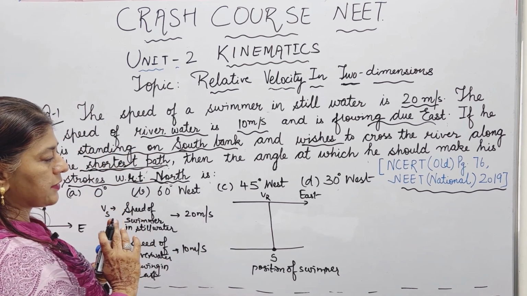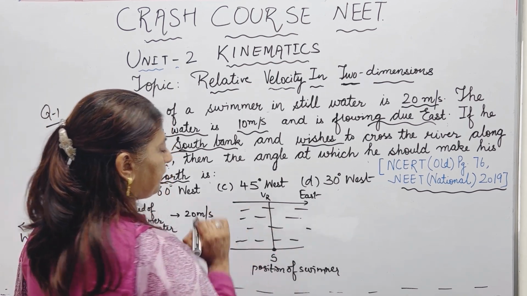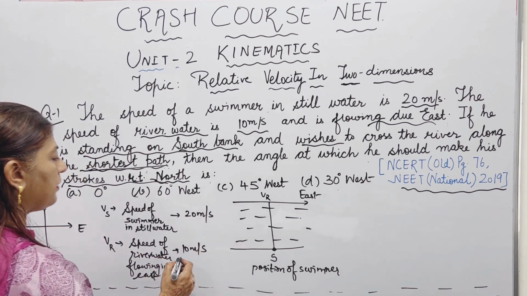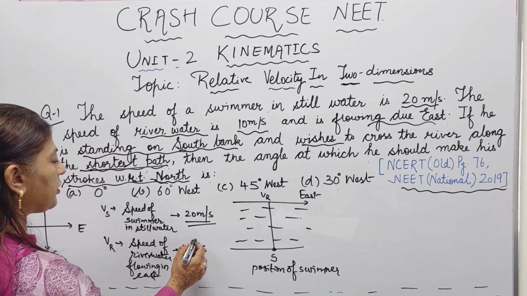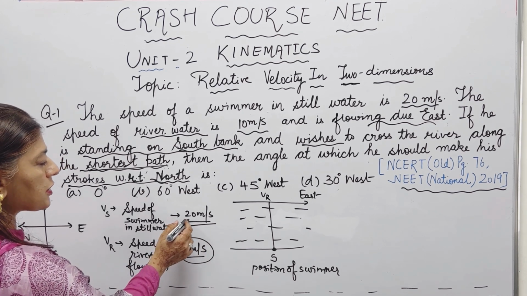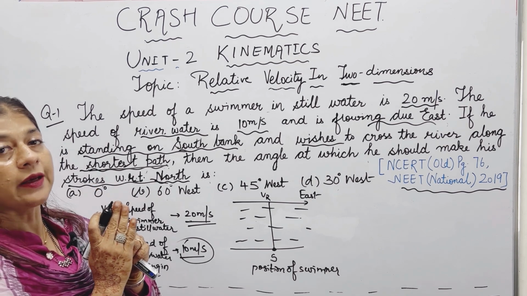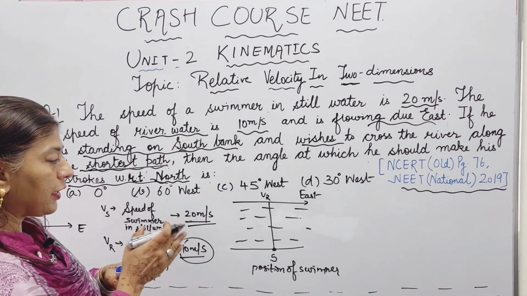Now understand this thing, that here the river water is there, and the river water is moving with 10 meter per second, and the swimmer is moving with 20 meter per second. So when the two things are in contact and the other thing is also moving, that speed is added up here.